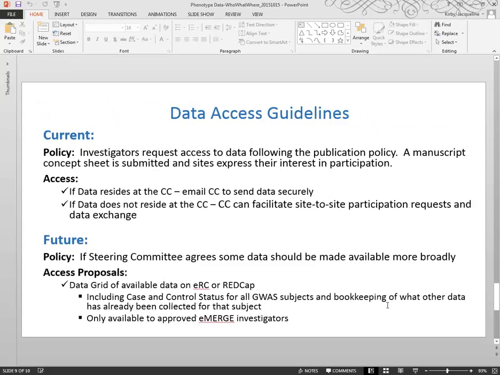And so finally, talking about how do I access this data. Traditionally, data access has been monitored and governed by the publication policy in eMERGE. So a manuscript concept sheet is submitted and sites express interest in their participation. And then in terms of getting access to the data, if it resides at the coordinating center, we can make the data available to the sites and send that securely.